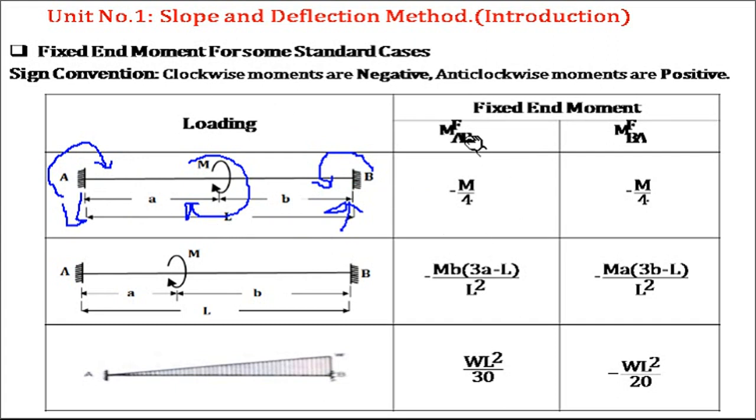So the fixed moment at joint A is M upon 4, and fixed moment at B it is minus M upon 4, as both the fixed moments are acting in clockwise direction, so it is negative.